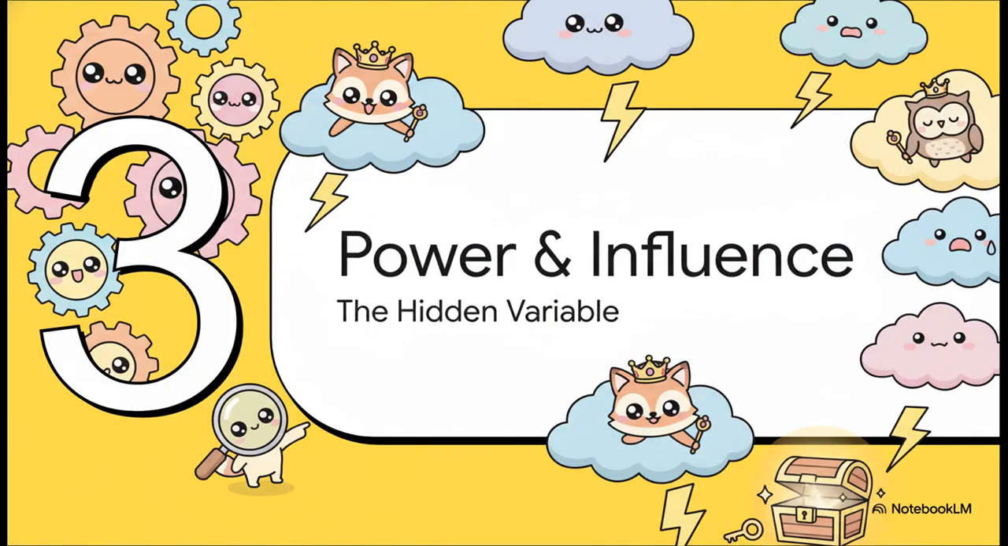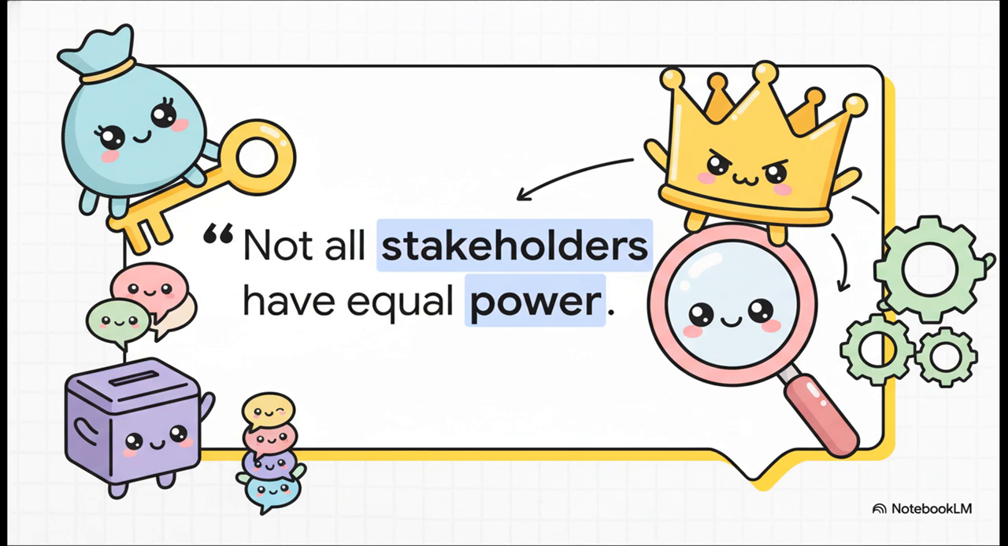All right, so we've got our toolkit, but now we need to add one more critical layer to our analysis: power. Seriously, understanding who has it and who doesn't, that's often the hidden variable that makes or breaks a project. It sounds so obvious when you say it out loud, but it gets missed all the time. Not all stakeholders have equal power. Some people control the money, others make the big decisions. Some can totally shape public opinion. Their influence isn't equal, and you absolutely have to factor that in.